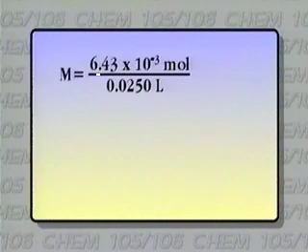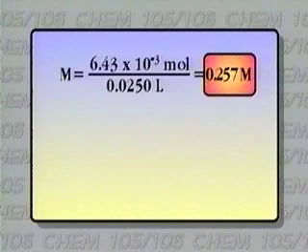So the final step, molarity is equal to 6.43 times 10 to the minus 3 moles, all divided by 0.0250 liters. Notice that we have units of moles per liter, which is correct for molarity. And so our final answer, our molarity of the phosphoric acid then, is 0.257 capital M. Any question on any step of that?